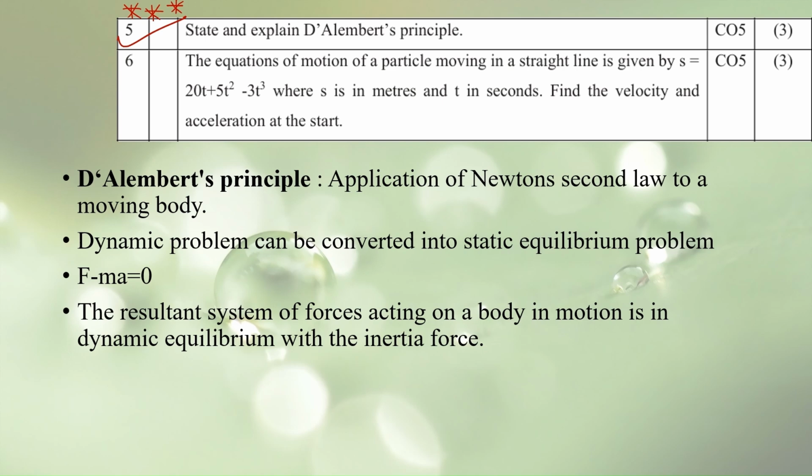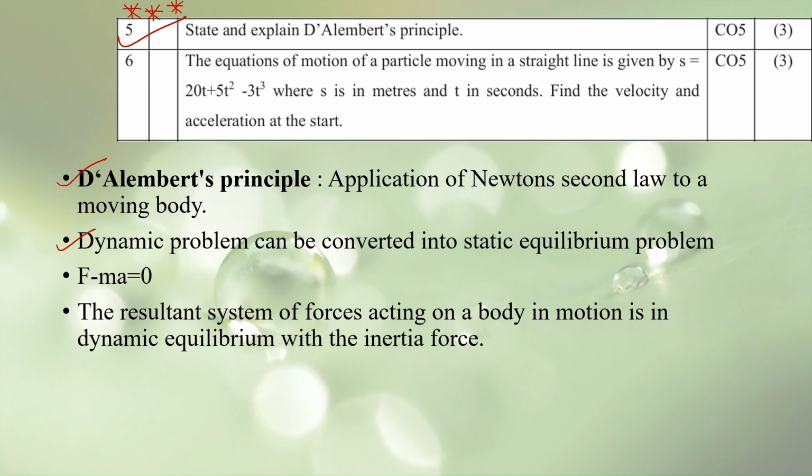So D'Alembert's principle is actually an application of Newton's second law of motion to a moving body. Okay, so that will be our first statement. And in using this D'Alembert's principle, we are converting a dynamic problem into an equivalent static problem. Dynamic means time varying. So we are converting a problem of dynamics into a static problem.